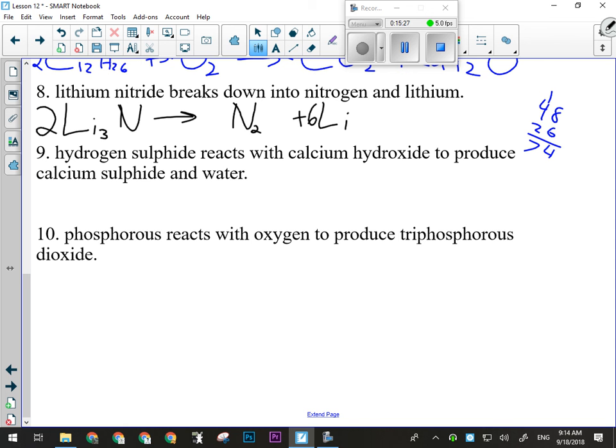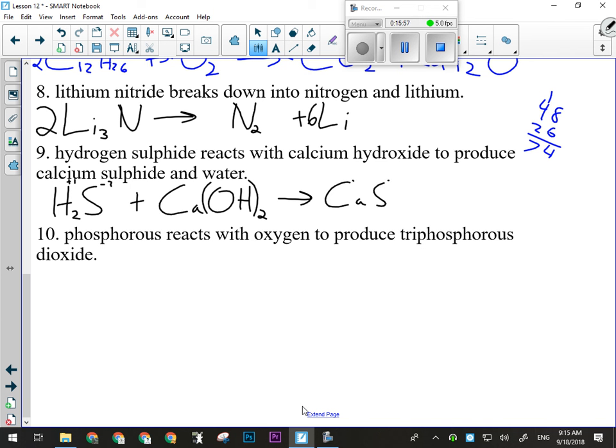How many people have done number 9? Okay, let's look at 9 then. So hydrogen sulfide. Okay, so we got hydrogen with sulfur. Sulfur's a -2, hydrogen's a +1, so we're looking at H2S. It reacts with calcium hydroxide, Ca with OH. OH is a -1 and calcium is a +2. So when we drop and swap, we've got that. And that is going to produce calcium sulfide. This is a -2, this is a +2, so that one works out. With hydrogen hydroxide, or water.